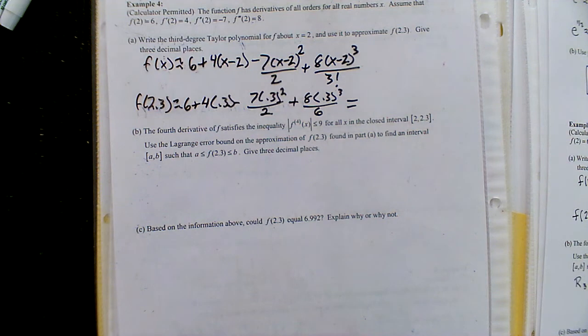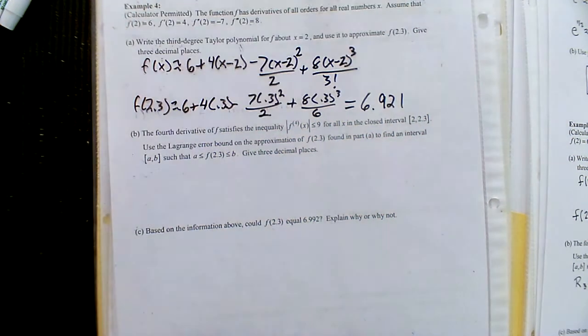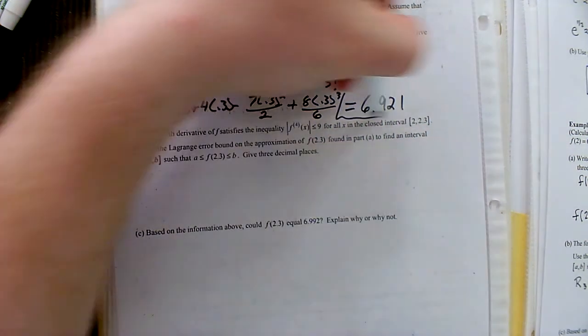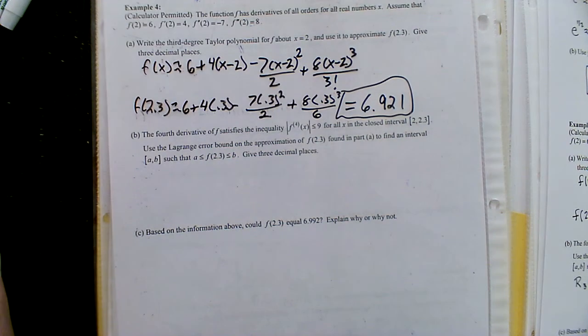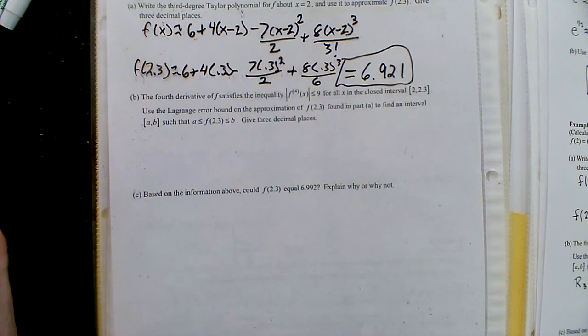All right, did we find a value? 3 decimal places. You have it, Caitlin? 6.921. Yeah, 6.921. So this is our approximation using the third degree polynomial. Is that what everybody else got?